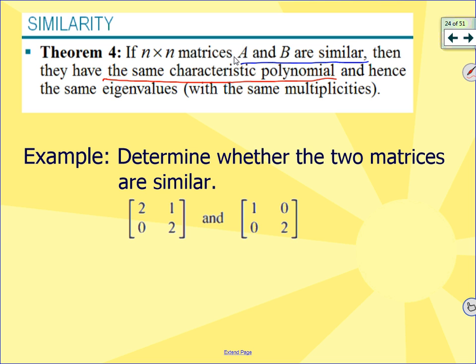So let's determine whether the two matrices are similar. What are the eigenvalues for the first matrix? 2 and 2. So 2 with a multiplicity of 2. And then this is 1 and 2. Therefore, not similar.